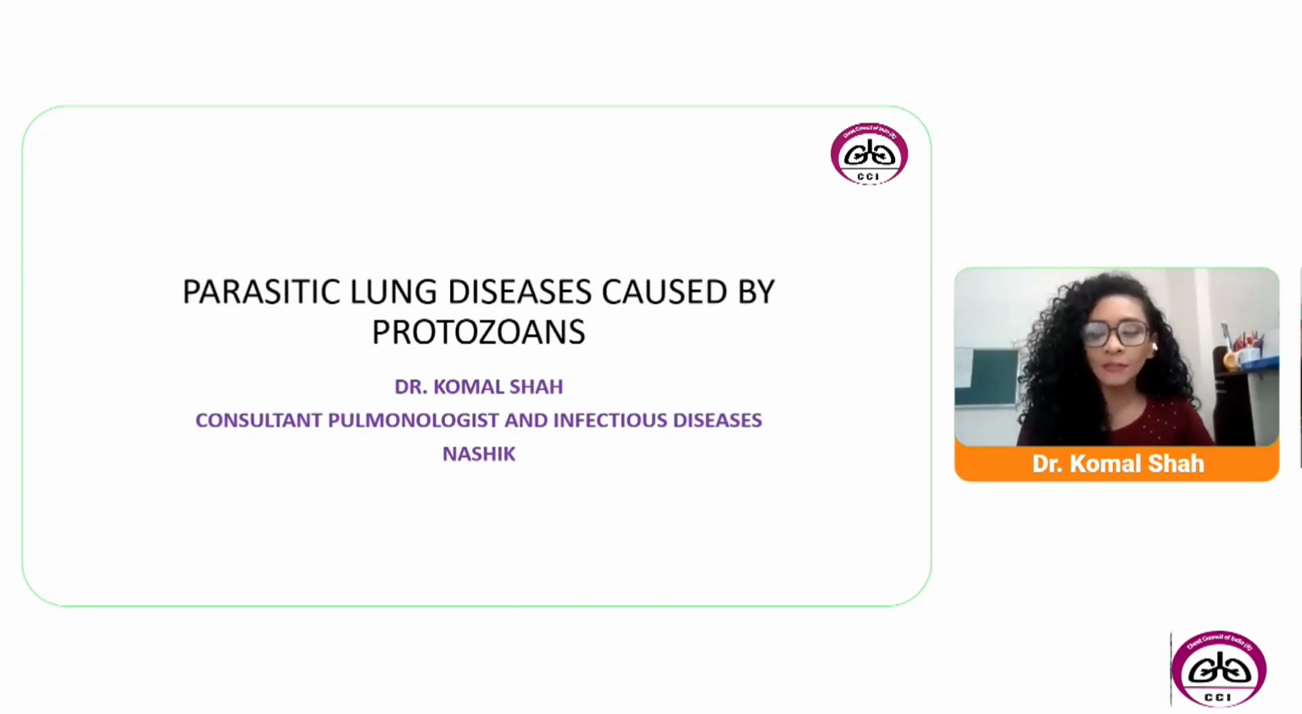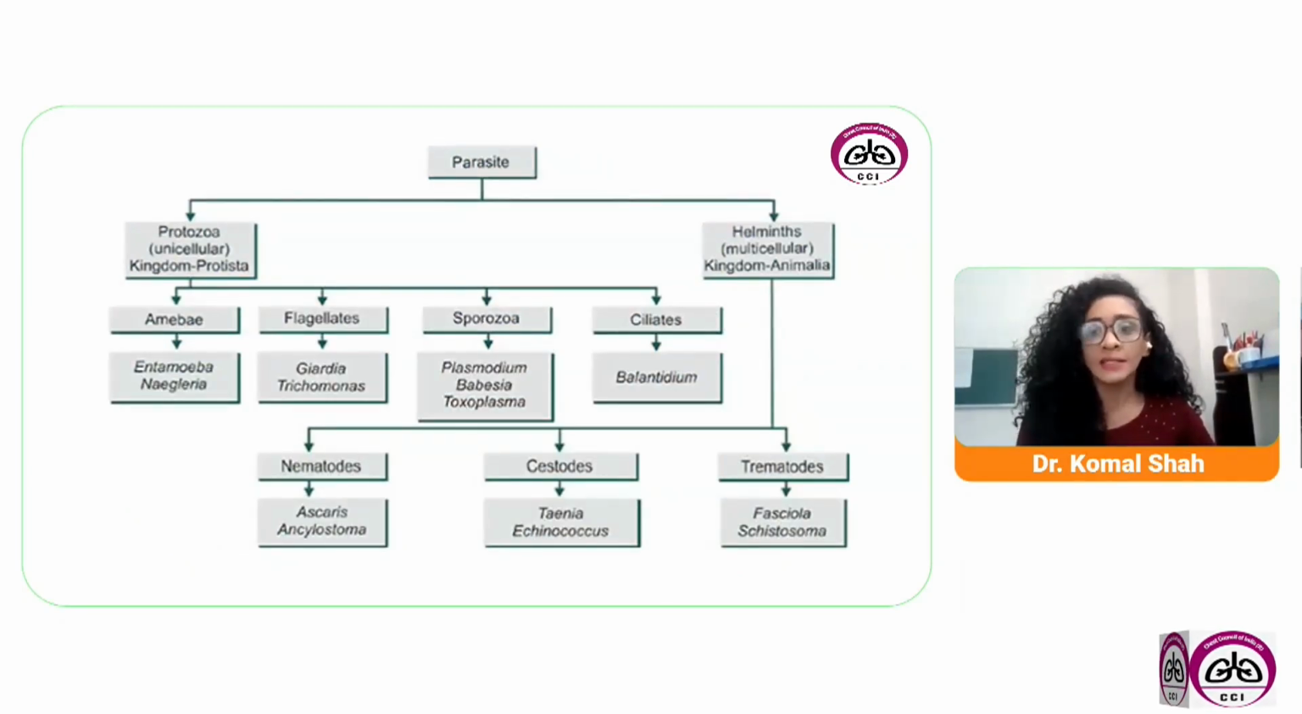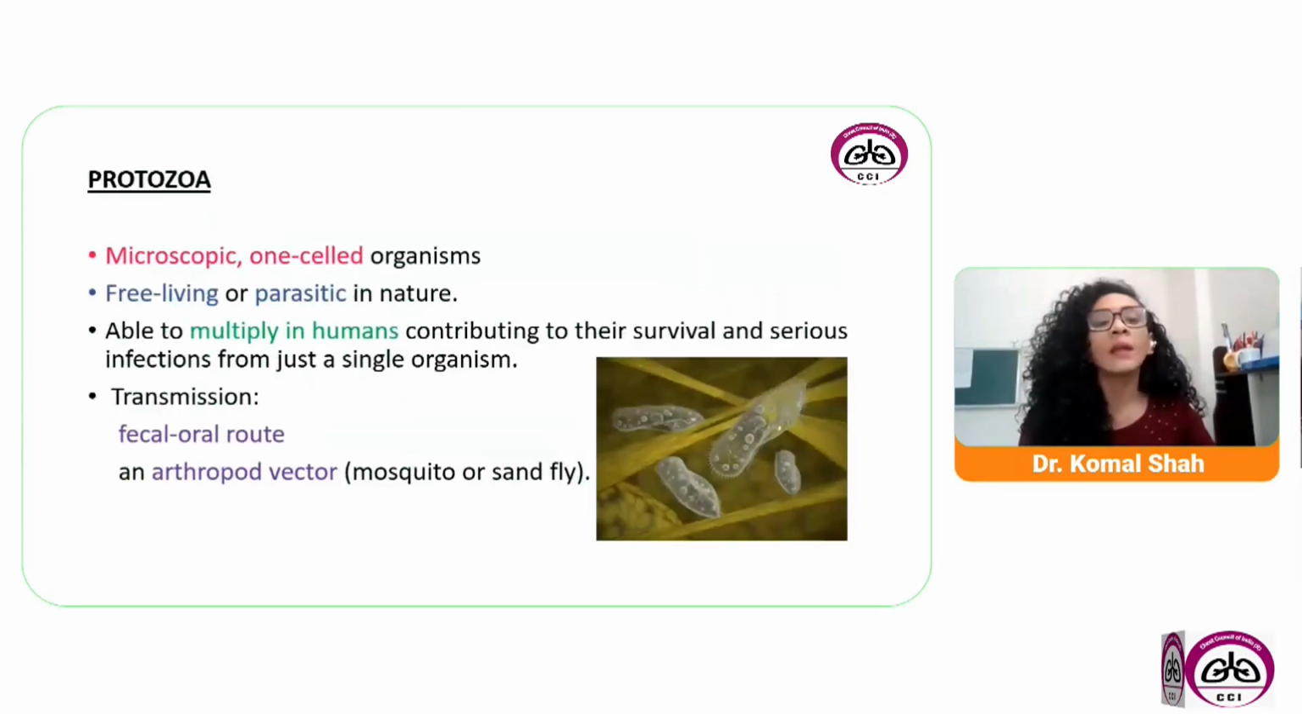So now, taking it further, I'll be talking about parasitic lung diseases caused by protozoa. So what are parasites? A parasite is an organism that lives in or on a host and gets its food from or at the expense of the host. We know all this. So they are divided into protozoa, helminths, and ectoparasites. Now, helminths, as sir mentioned, are divided into nematodes, cestodes, and trematodes, whereas protozoa are microscopic, one-celled organisms.